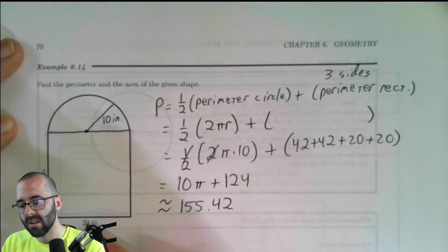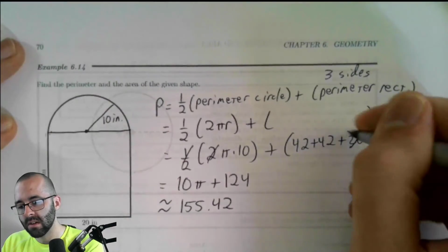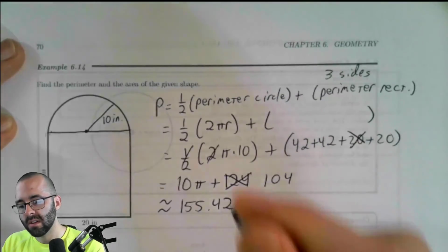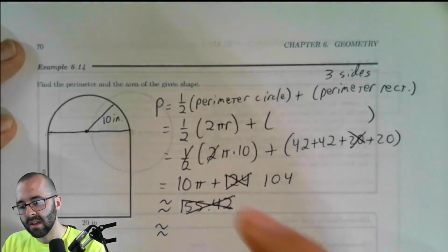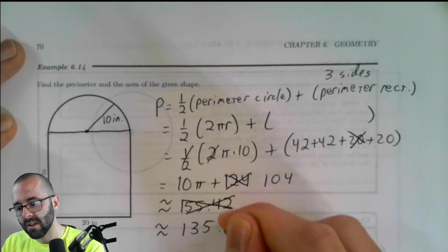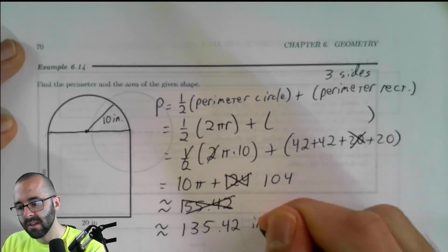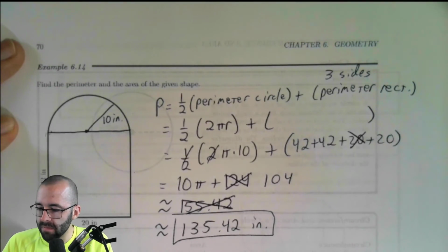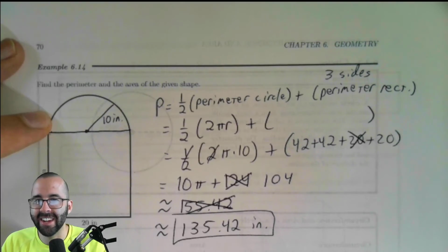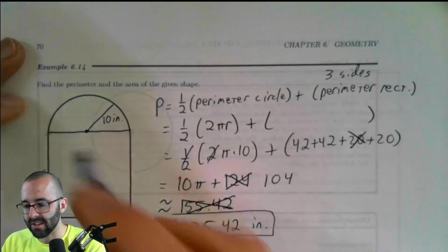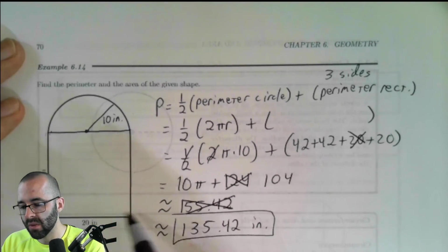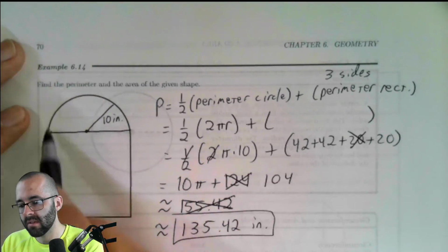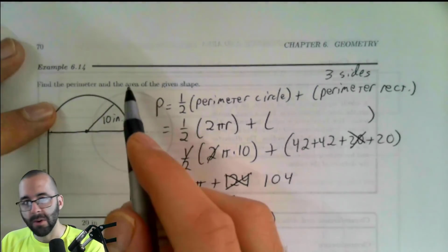So let's toss out that 20-inch top, like so, which is going to turn this into a 104. Just going to turn this into 135.42. Okay, inches. This is the perimeter of this, whatever shape that is. Okay, how long it takes us to walk all around? 42, 20, 42, and then like 31. Okay, I say okay a lot.